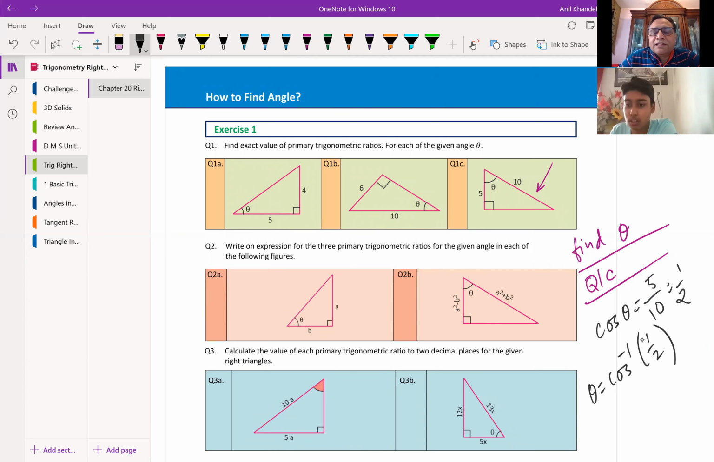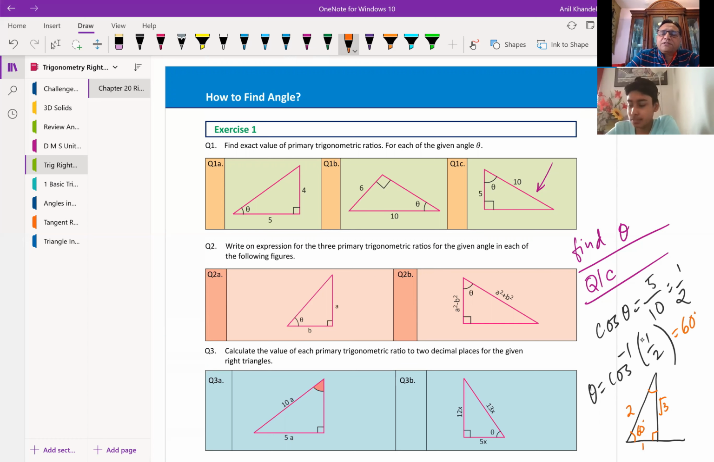Do you know from special triangles, which we did yesterday, what triangle does it work out? When is cos theta half? Remember. Tell me. Is it the 30, 60, 90 triangle, sir? Yes, yes. So cos theta is half for theta equal to 60 degrees. So you could use special triangles sometimes when you get these values as half or square root 3 over 2, right? And then get the answer without a calculator. Perfect. Right. So that is how you could do it.